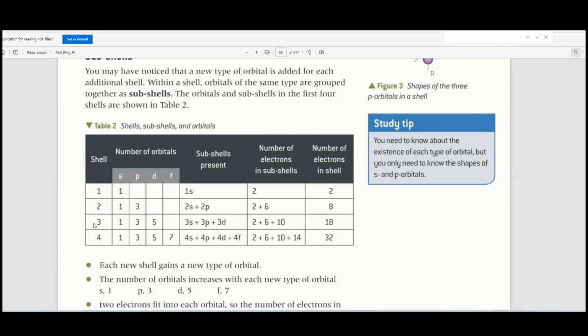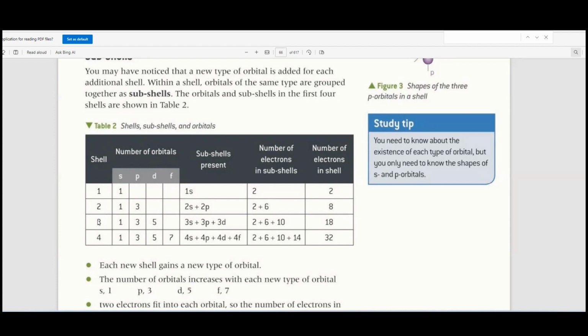I think the whole p with its three orbitals is called just a single subshell, is what I'm getting, right? So p has three orbitals, px, py, pz. If you combine them, that is just one subshell. That's just p, and that's just one subshell.